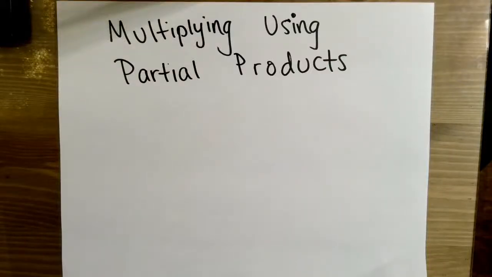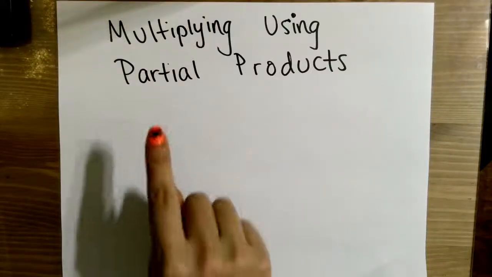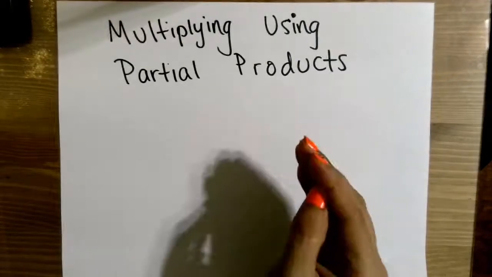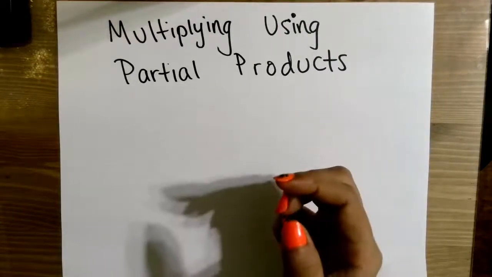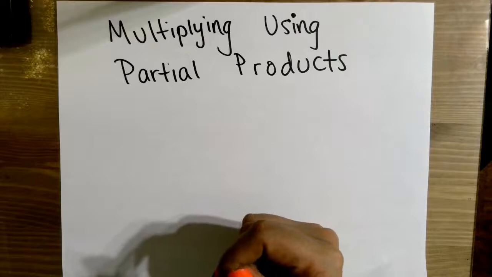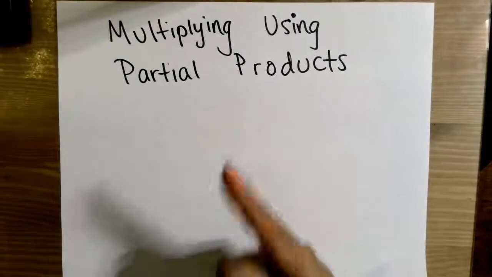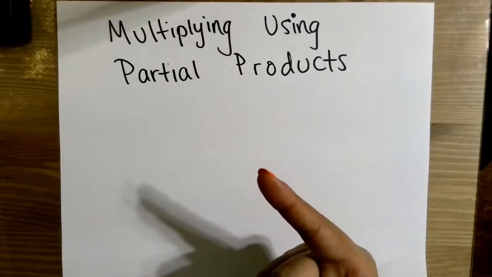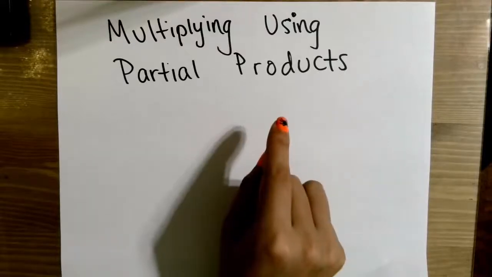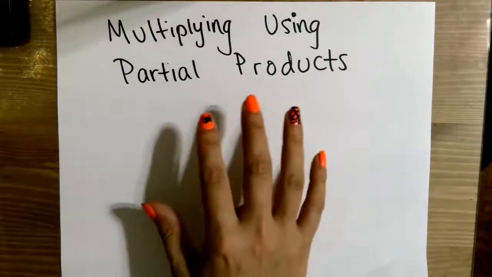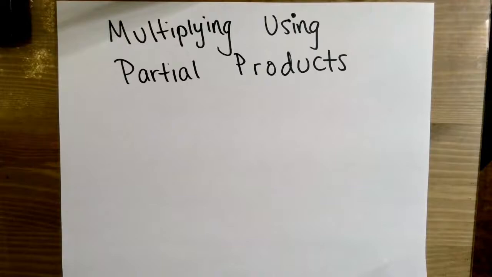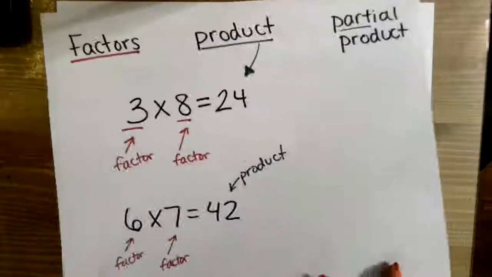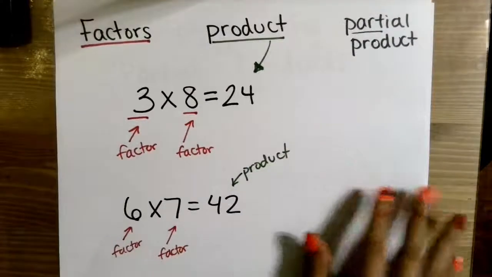This video is going to show us how to multiply using partial products. There's lots of ways we can multiply large numbers and different strategies that work better for certain students. This is just one strategy that we're learning called partial products. In order to fully understand what this means, we first have to understand some math vocab. So I'm going to review that.